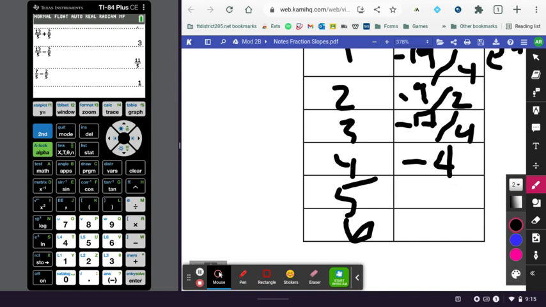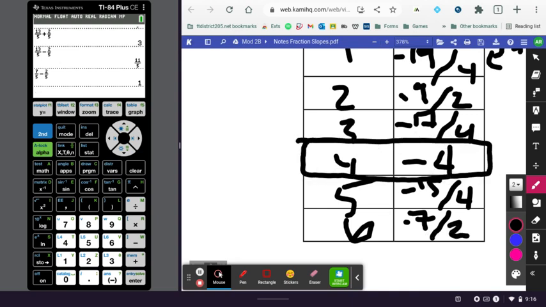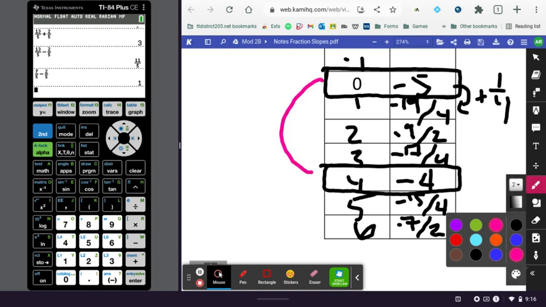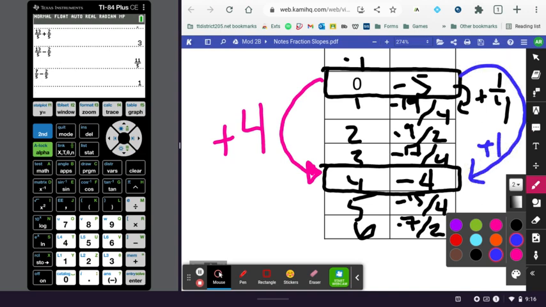-4 plus 1/4 gives us a negative 15/4. Negative 15/4 plus 1/4 gives us a negative 7/2. Now, this is my only nice number at time 4 with negative 4, and then time 0 with negative 5. Okay, so looking at this, again, to get from an x with a nice number to another x with a nice number, we add by 4. 0 to 4, we add 4. To get from this negative 5 to this negative 4, we add 1.